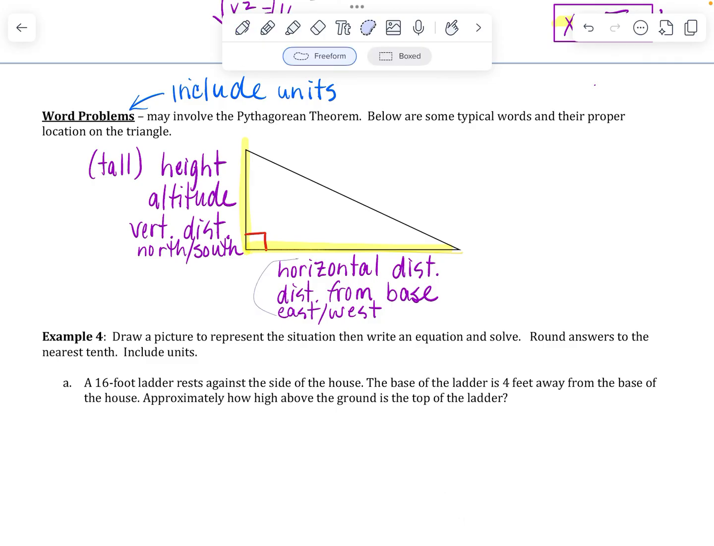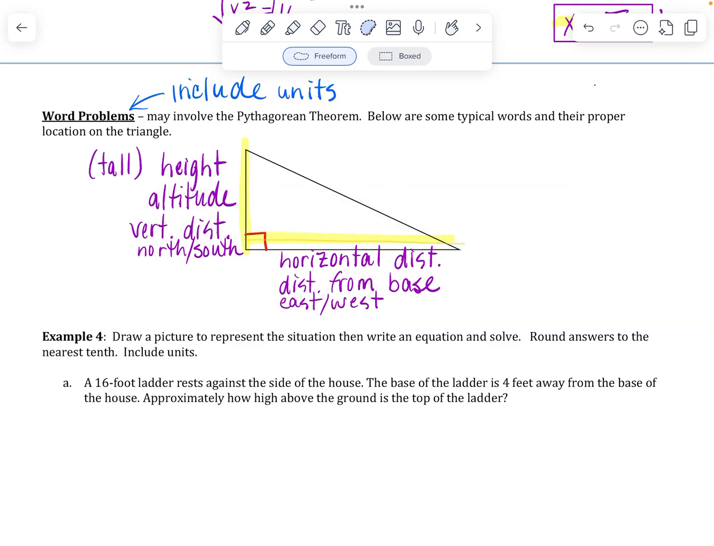And then the last thing, I got to squeeze this in here, so let me make a little room. The last thing we should talk about is anytime they talk about a shadow, shadows are on the ground. So shadows are something that would be horizontal.